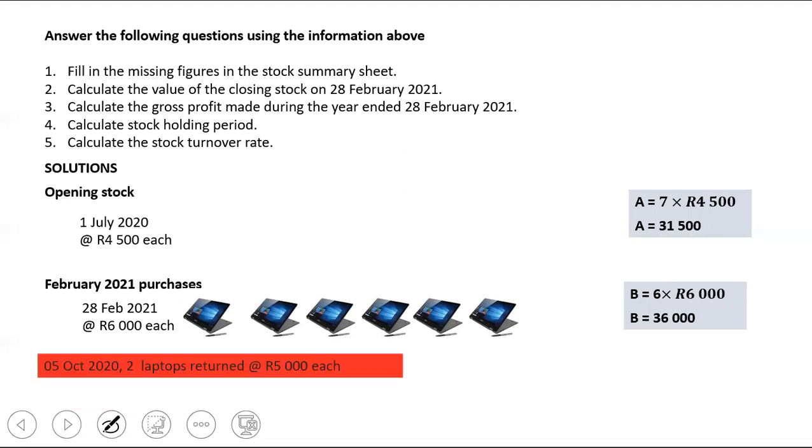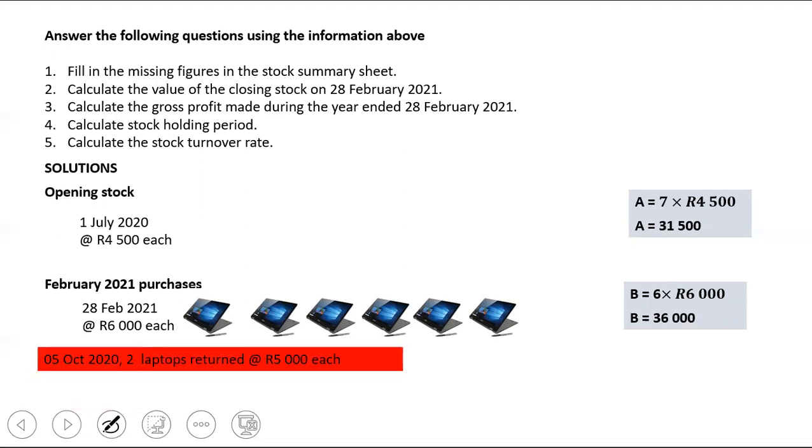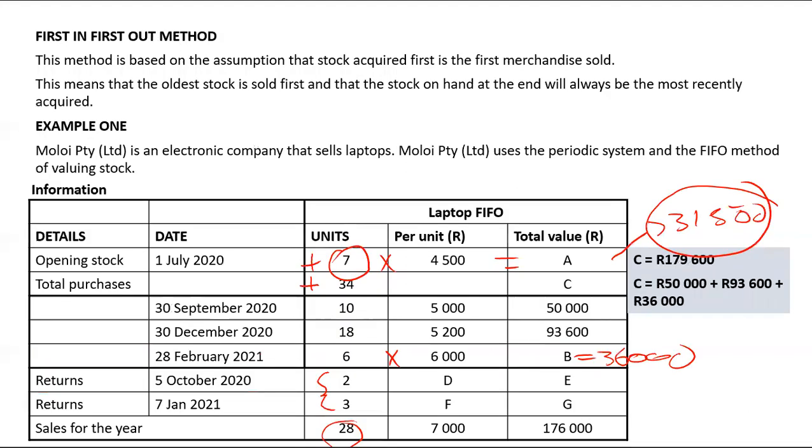But we returned 2 laptops. We returned these 2 laptops on the 1st of October. Note that October comes on the 1st of October. You need to check what was the last purchase before the 5th of October. Let's go back to that. The last purchase before the 5th of October were these purchases here.